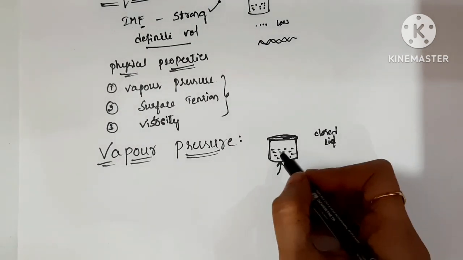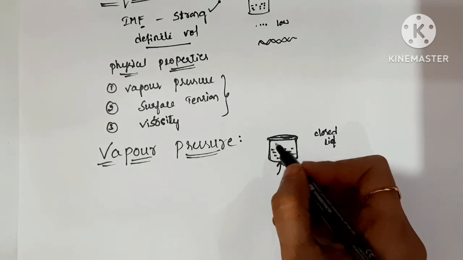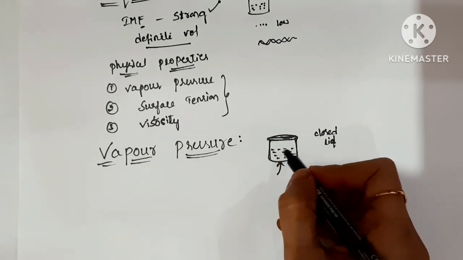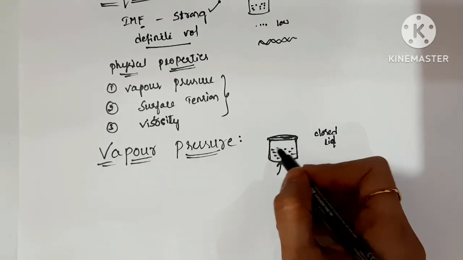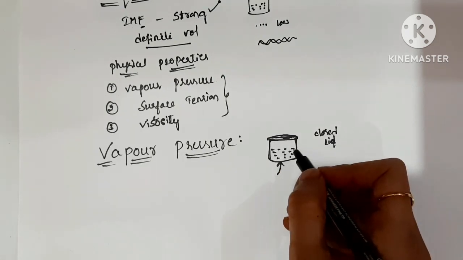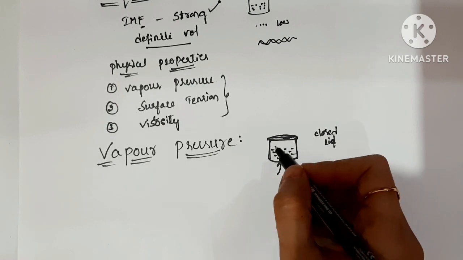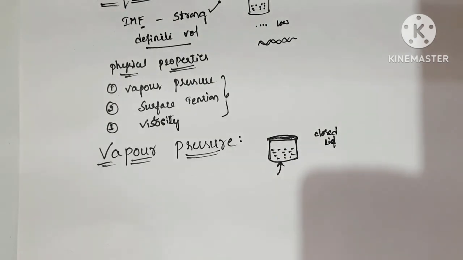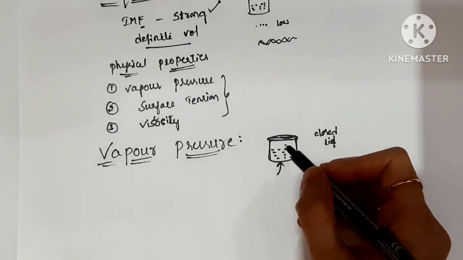When we apply heat to this beaker, the molecules present in the liquid slowly go to the surface of the liquid, and slowly these molecules go to the walls of the container. This is vaporization. That means molecules present in the liquid go to the vapor state.